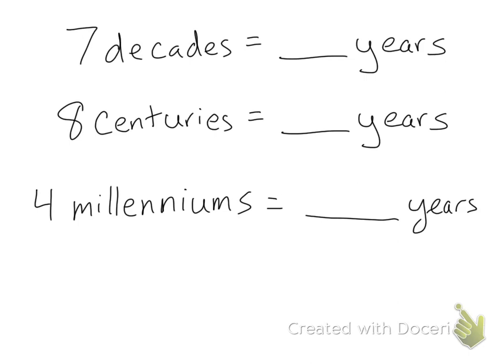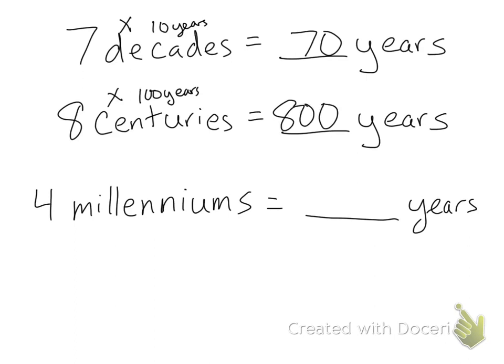All right, so let's figure out some time. So 7 decades equals how many years? Well, I know that a decade is 10 years. So we have 7 times, or groups of 10 years. So the answer is going to be 70. Okay, 8 centuries. Well, I know a century is 100 years. So this is actually 8 groups of 100 years. So that's going to equal 800 years. 4 millenniums. Well, I know a millennium is 1,000 years. So it's 4 groups of 1,000 years. So that's going to be 4,000 years.